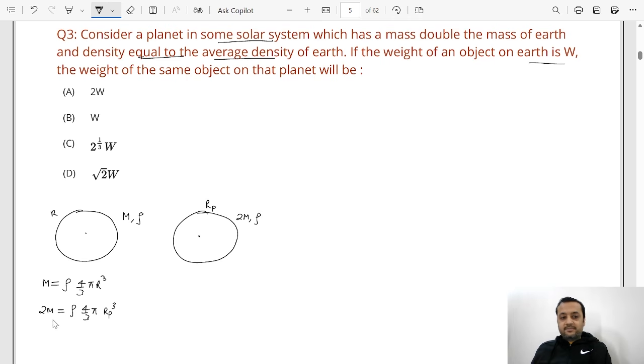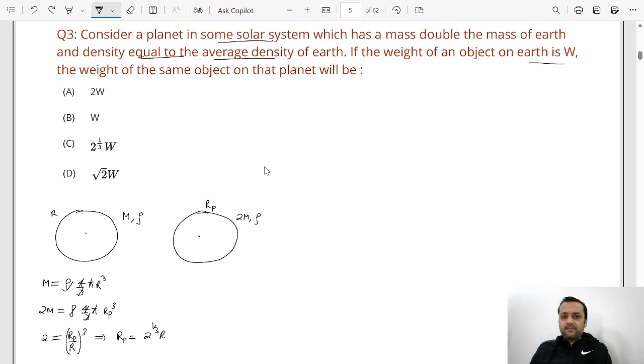So if I take the ratio of second by first, 2m by m will become 2. Rho and rho will get cancelled. 4 by 3 pi, 4 by 3 pi will also get cancelled. So you can see that this will become rp upon r whole cube. That means rp becomes 2 to the power 1 by 3 into r. This is the value of radius of planet in terms of radius of the Earth.